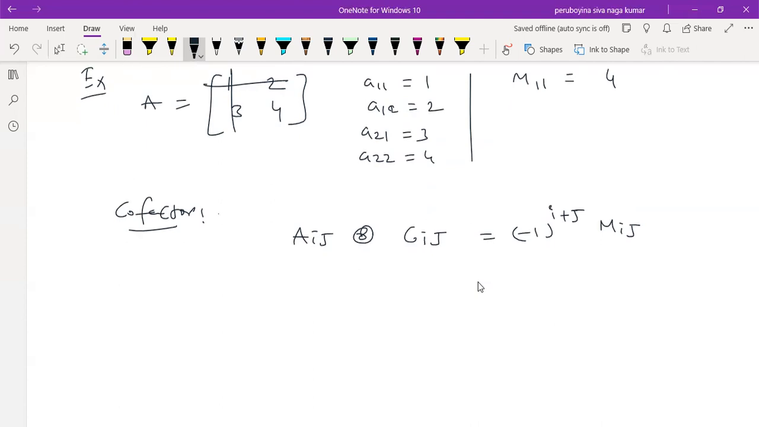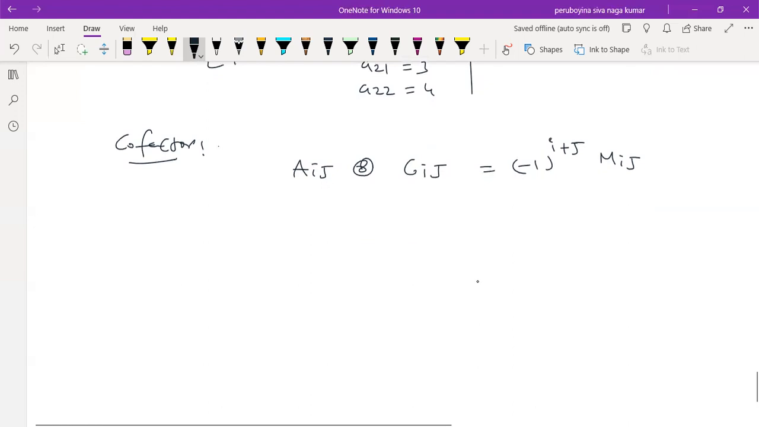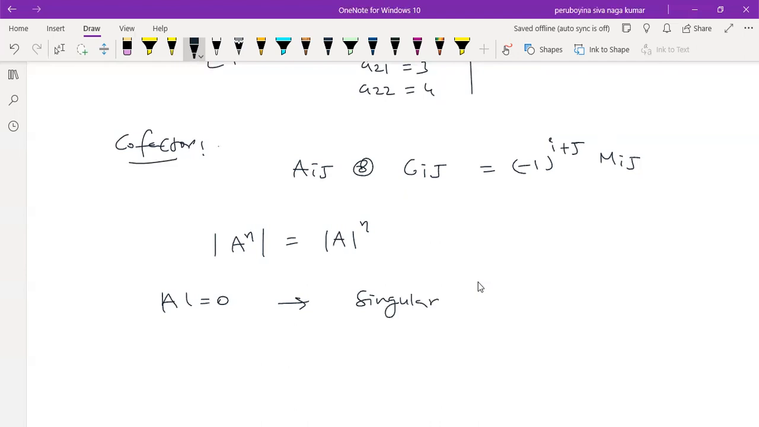Okay, and properties of determinants. Properties of determinants were already deleted from the syllabus, but sometimes some questions will be framed, so that's why you have to learn some properties. Determinant of A power n is nothing but det A power n. Only this property you should know. And more properties, if determinant of A is equal to 0, then it is called singular. If det A is not 0, then it is called non-singular.